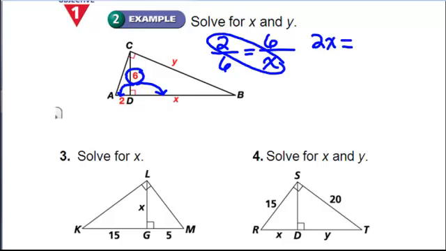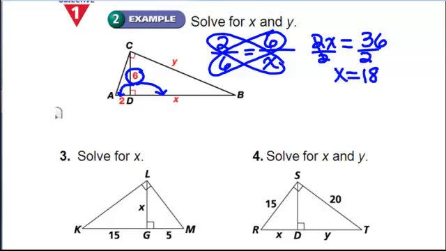2x is equal to 6 times 6 is 36. This is not a square root problem. I don't have x squared. I have a normal proportion, so I'm going to divide by 2, and I get x is equal to 18. There's one answer. I have to plug this back into the problem. So where this x is, this is now 18.